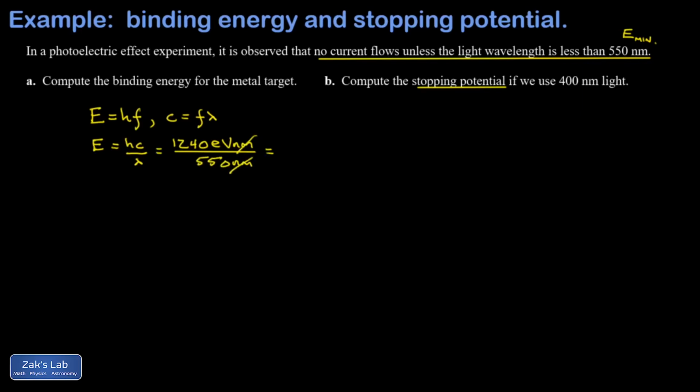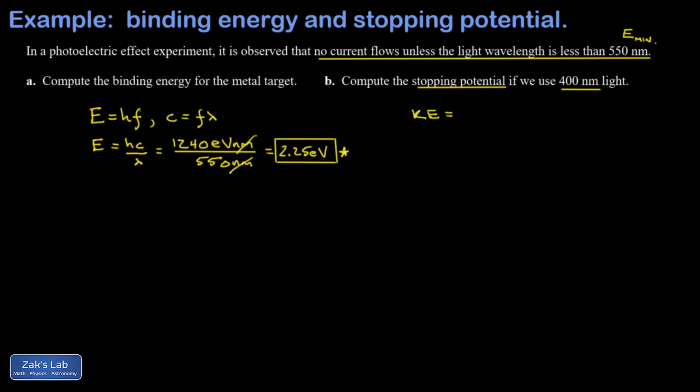So I quickly get the energy of this photon, and that comes out to 2.25 electron volts. So that's the minimum energy it takes to remove electrons from this material at all. And that's called the binding energy, or the work function for the material. Next, I shift to a shorter wavelength of light. And this means I have enough energy to pop the electron off of the material, and I have some energy left over to give that electron kinetic energy.